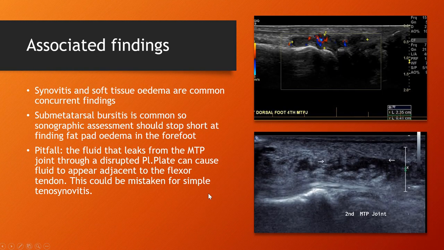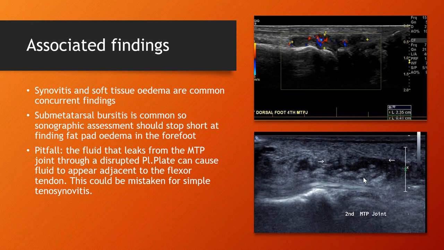So the associated findings with plantar plate tear that are not uncommon will be synovitis and soft tissue edema. So this is what synovitis looks like, and submetatarsal bursitis. So when you see this fluid in association with the region of interest, our ultrasound examinations shouldn't just stop there, because finding fat pad edema in itself is not always the initial cause.